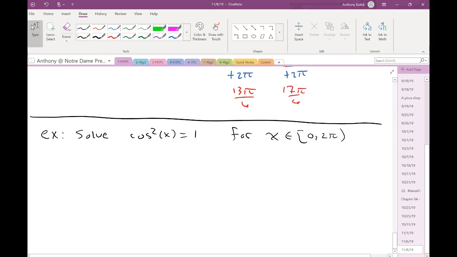Okay, so we'll start by solving cosine squared x equal to 1. What's the first thing I need to do in order to solve this? I need to square root both sides, because I can't do cosine inverse when there's a squared on there. I need to get rid of that. What do I have to remember when I square root both sides? I get plus or minus, and the square root of 1 is just 1.